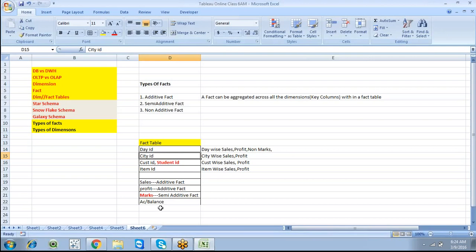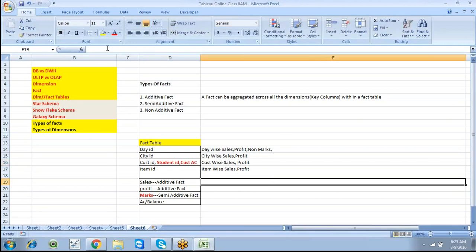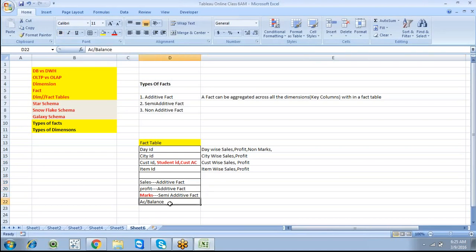So account balance is not going to aggregate across day ID, not across city ID, not across item ID. Item is different and the balance is different. But this account balance is going to aggregate across customer, in the sense customer account number. So you can easily differentiate with the balance. So account balance is also a semi additive fact.